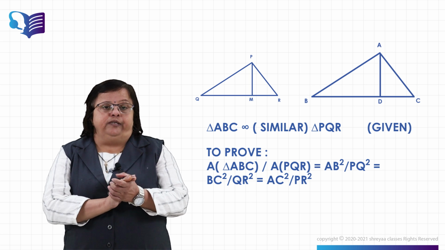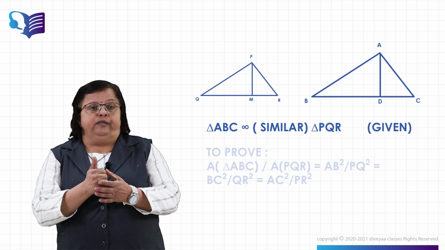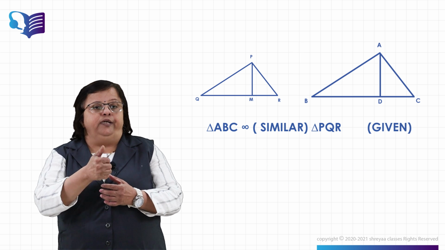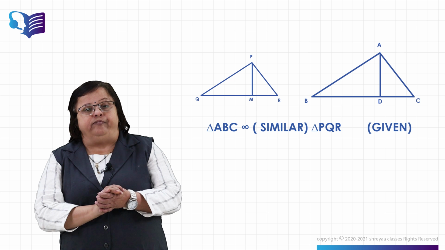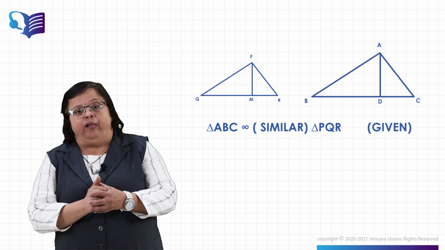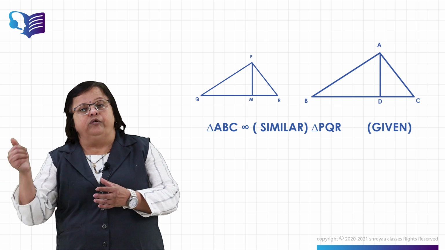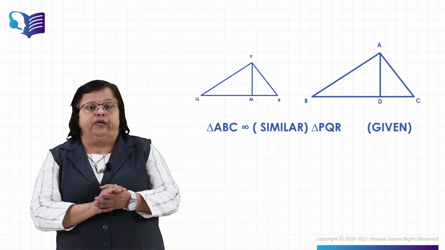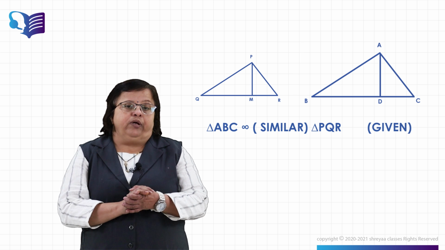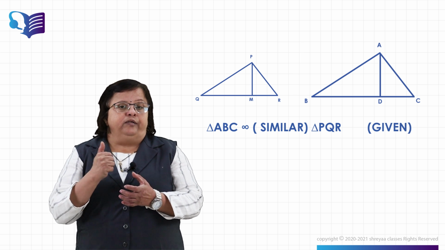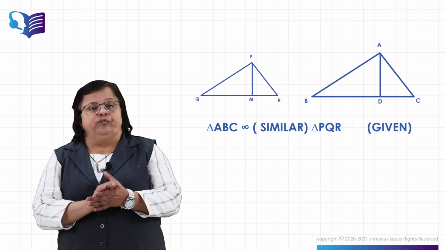The construction is here. What is the construction? You can see that AD is perpendicular to BC, which is the height of triangle ABC. And here in triangle PQR, PM is perpendicular to QR, which is the height of triangle PQR. Okay. Now let us write the proof. Let us understand the proof.